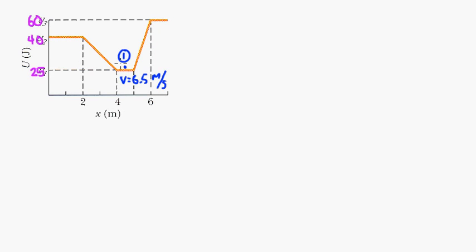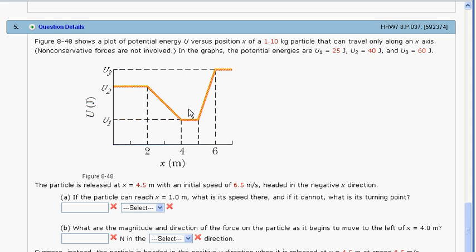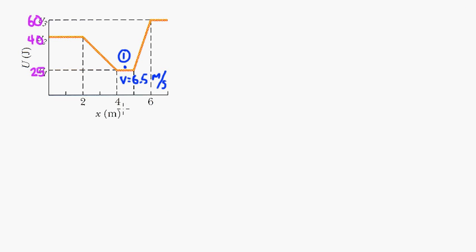Okay, in problem 5, we start out with this particle here at point 1, and we're given its initial speed. It goes in the negative x direction, right? And it's only allowed to travel along this x-axis. It has a mass of 1.10 kilograms, so let's just say mass equals 1.10 kilograms. Okay, and it's traveling initially this way.